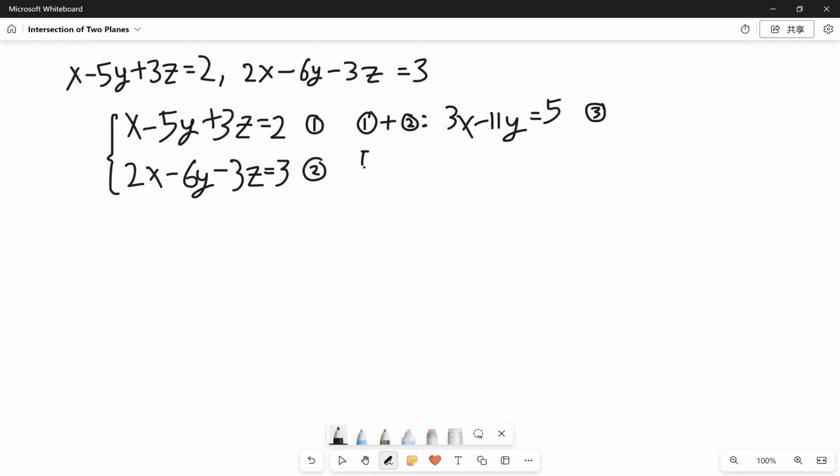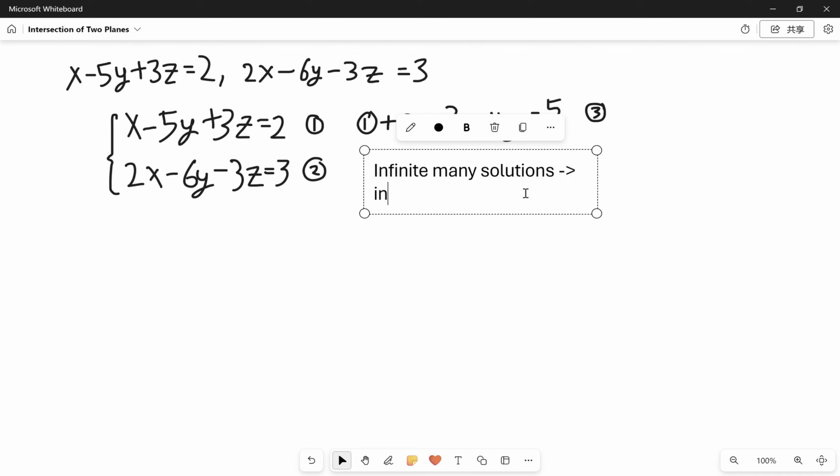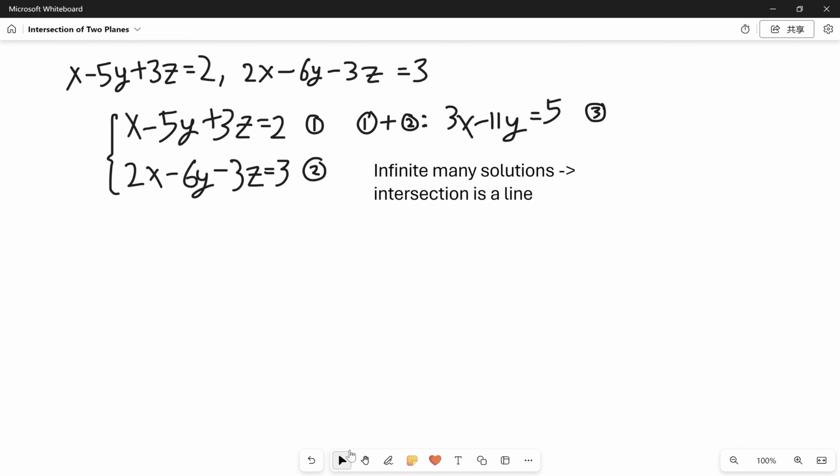Having infinitely many solutions instead of one set of x, y, z means that our intersection is a line. So let me just write that down. Infinitely many solutions means the intersection is a line, because the line extends in 2 directions forever, right? So there are infinitely many points on that line, meaning there are infinitely many x, y, z solutions for this equation. Okay, so we know that the intersection is a line. That's a bit of progress, right?